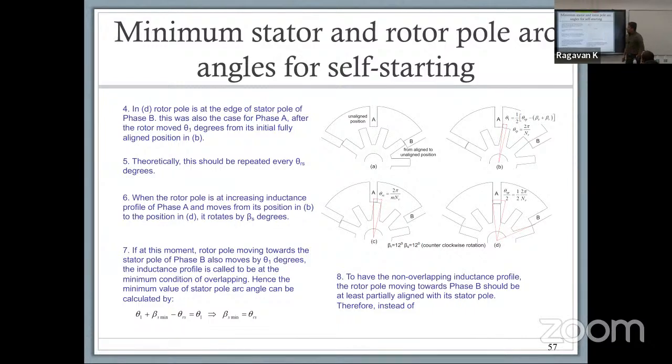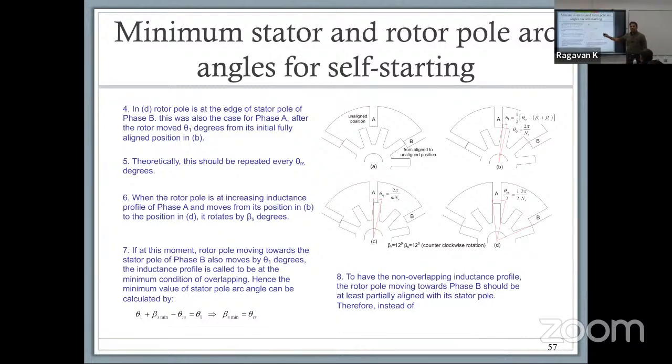So the minimum arc angles can also be calculated for the starting. For self-starting, first and foremost, you're trying to make sure that you are designing it for every specific angle. If you don't calculate the specific rotor position at which you are analyzing, you might still have one position where it is going to get locked.